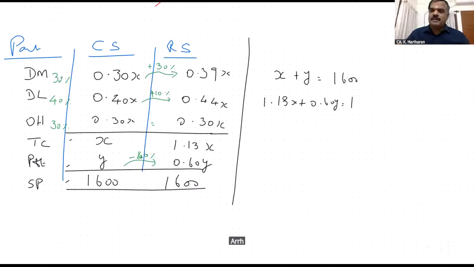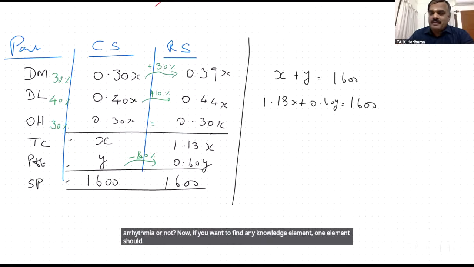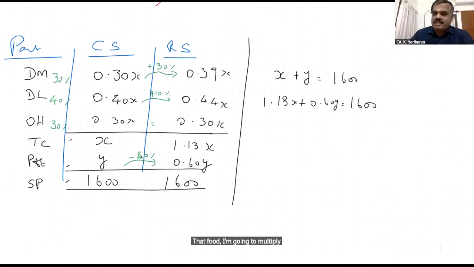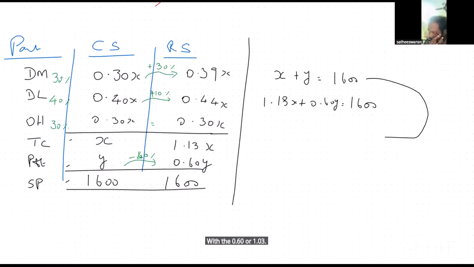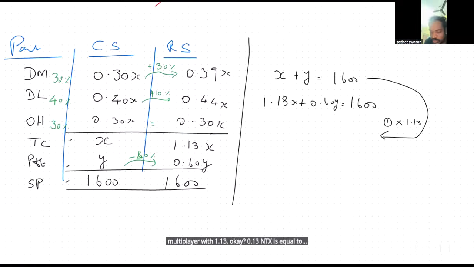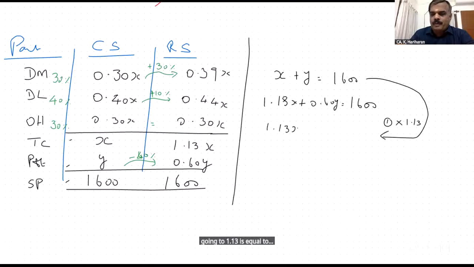Are you with me or not? Now, if you want to find any element, one element should be the equivalent element. Therefore, I am going to multiply the first equation with 1.13. Multiply with 1.13. 1.13x plus 1.13y into 1.13 is equal to 1.13.